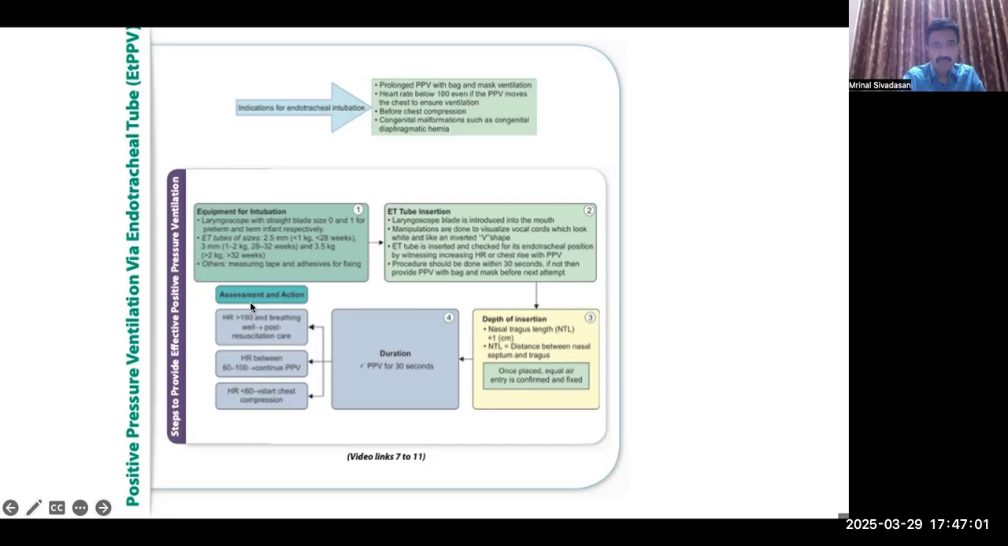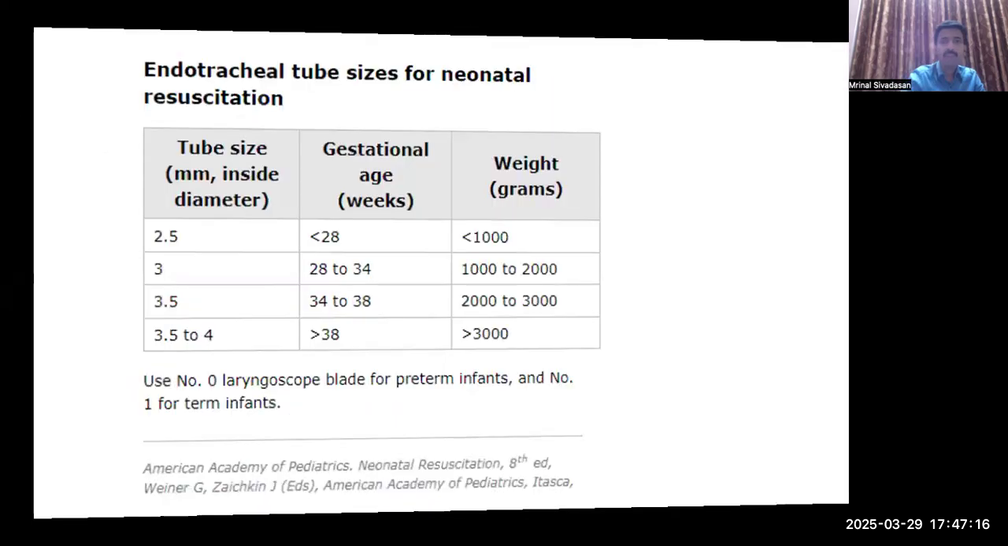And assess the heart rate. If it is more than 100 and the baby is breathing, send the baby for post-resuscitation care. If the heart rate is between 60 to 100, continue positive pressure ventilation. If the heart rate is less than 60 after 30 seconds of positive pressure ventilation, then you go for chest compression.